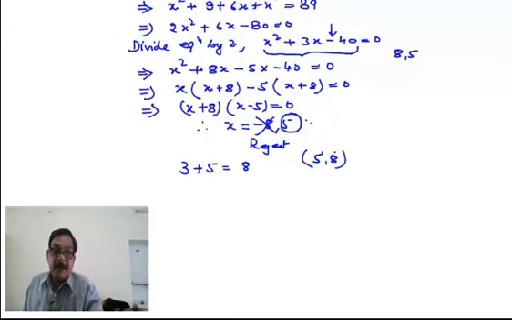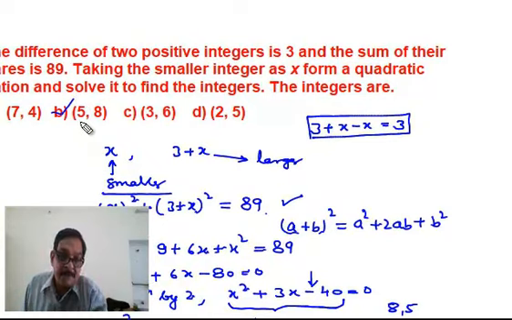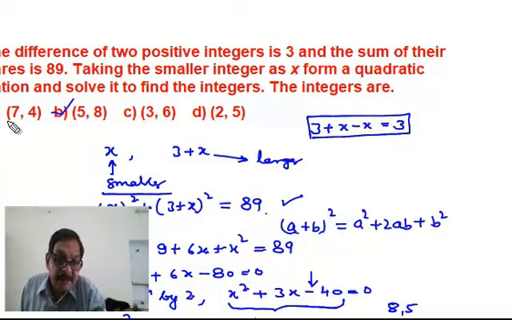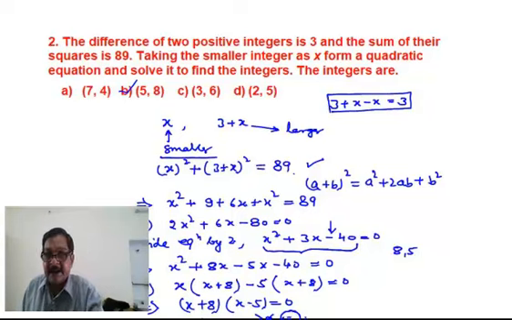This is our answer. Now let us see which option is correct. Here we find option B is the correct option. One number is 5, smaller one is 5, second number is 8. Now again, this question can be solved using options one by one. If we take these options, we find the first option is 7 and 4. Surely the difference here is 3. 7 minus 4 is 3. Both are positive integers.